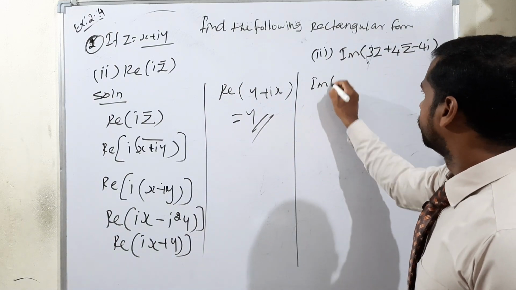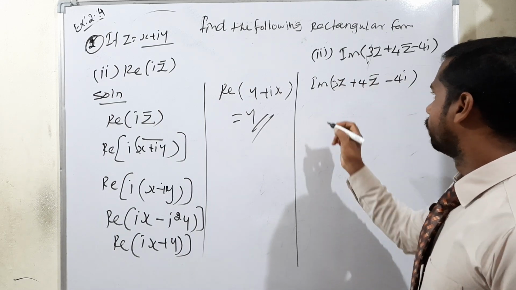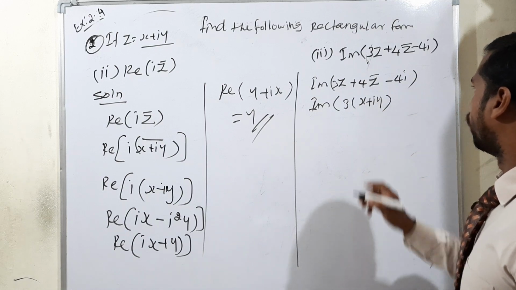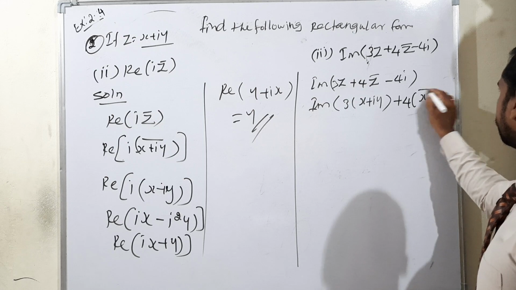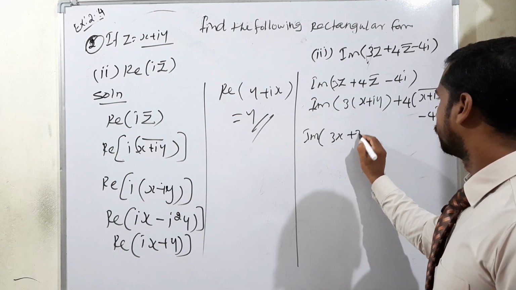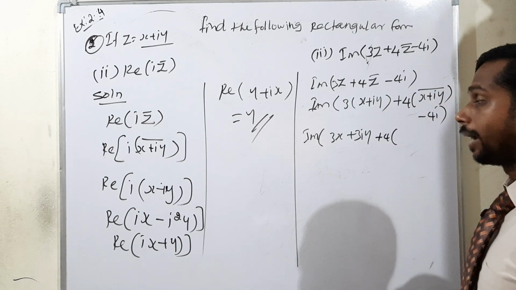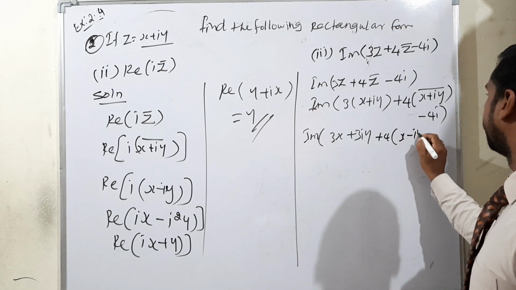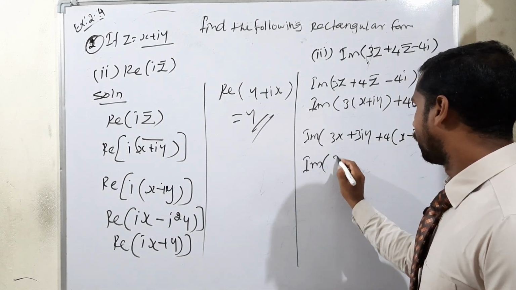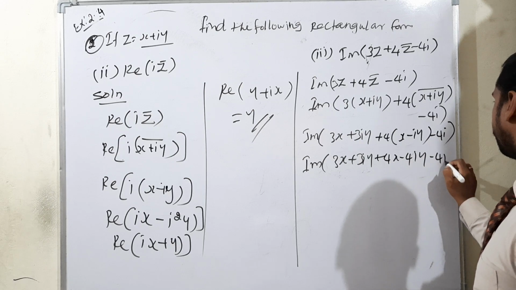What is the question? Imaginary of 3z plus 4z bar minus 4i. Then z is equal to x plus iy, then plus 4 into (x plus iy) bar, minus 4i. Then imaginary, if you remove the bracket, 3x plus 3iy, then plus 4 into, remove the conjugate, you have to change the sign of the imaginary term, not the real, only the imaginary. So x minus iy, then minus 4i, isn't it? Therefore 3x plus 3iy, and removing the bracket, 4x minus 4iy minus 4i.